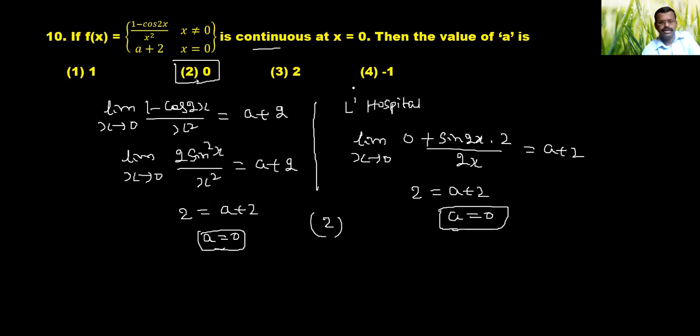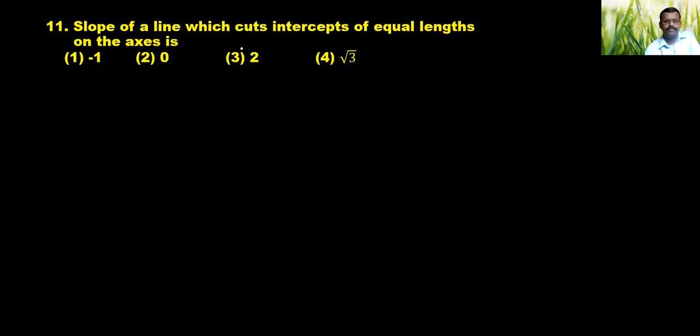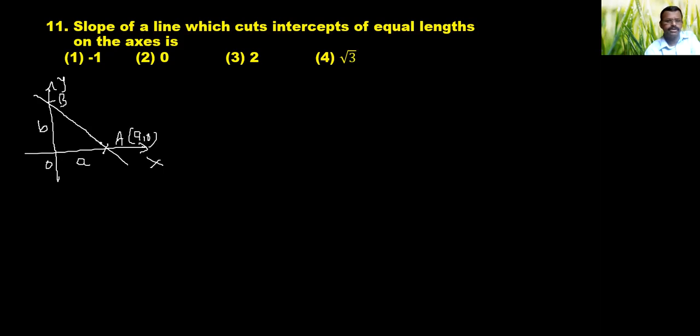Okay, so now let us move to the next question, question number 11. Slope of a line which cuts intercepts of equal length on the axes is. So we have to find the slope. See, the line cuts the axes. This is the x-axis, this is the y-axis, this is 0. I take this as A and this as B. So OA is the x-intercept, I call it A, and OB is the y-intercept, I call it B. Then the coordinates of A is (A, 0), the coordinates of B is (0, B).